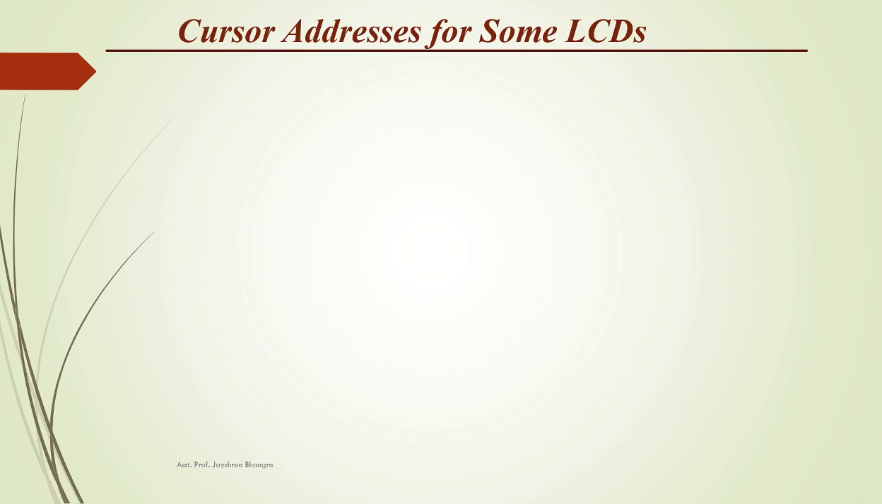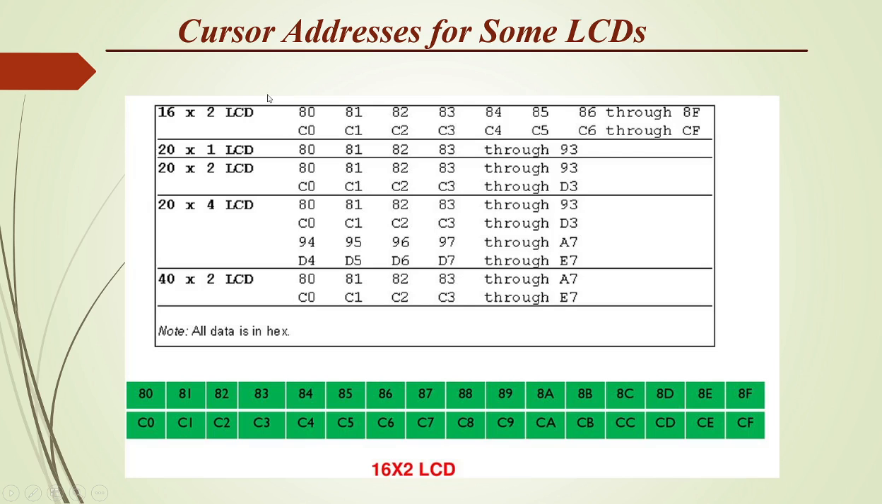So here are the cursor addresses for some LCDs. First is a 16:2 LCD, that means 2 lines and each line contains 16 characters. The first line will contain the 16 characters with the addresses 80H, 81H up to 8FH. So these, from 80H to 8FH, are the 16 characters. And for the second line, the first character address is C0H up to CFH.